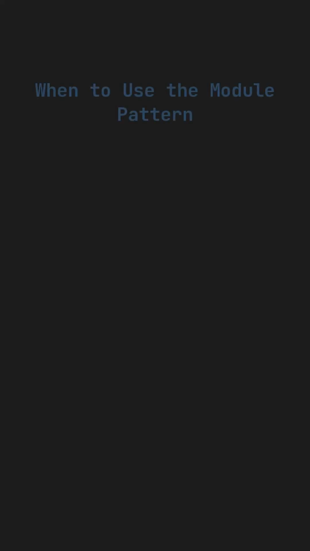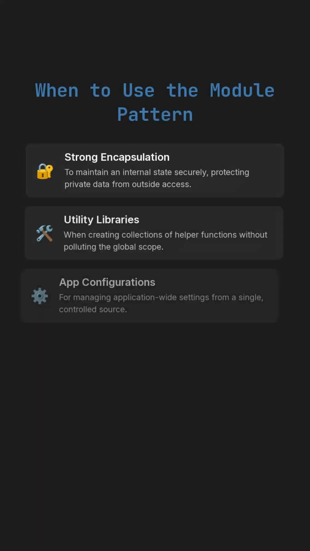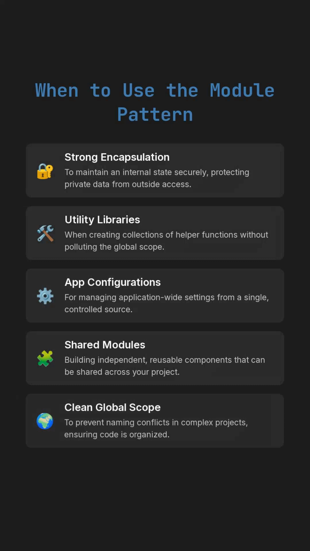You should use the module pattern whenever you need strong encapsulation, such as when creating utility libraries, managing application wide configurations, or building shared modules that need to maintain their internal state securely. It's an excellent way to prevent polluting the global scope, ensuring your code remains organized and less prone to conflicts, especially in complex projects with many contributors.